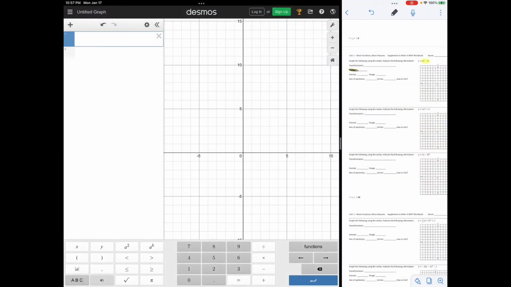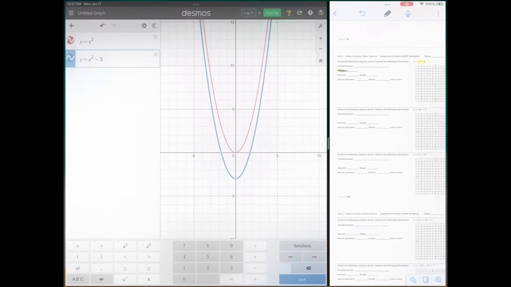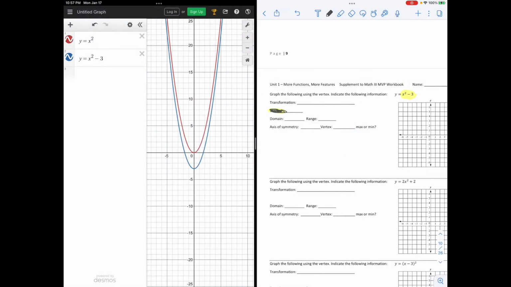So in Desmos, I want you to type in y equals x squared. And you see we get a parabola. It's a nice, pretty, red parabola. All right, now press enter to get your next graph. Go back to your sheet, we're graphing y is equal to x squared minus 3. Okay?